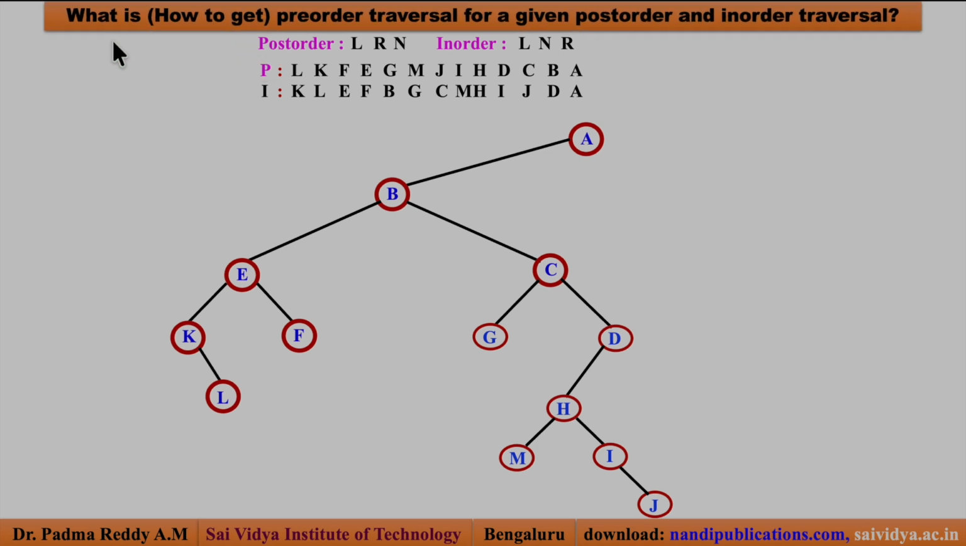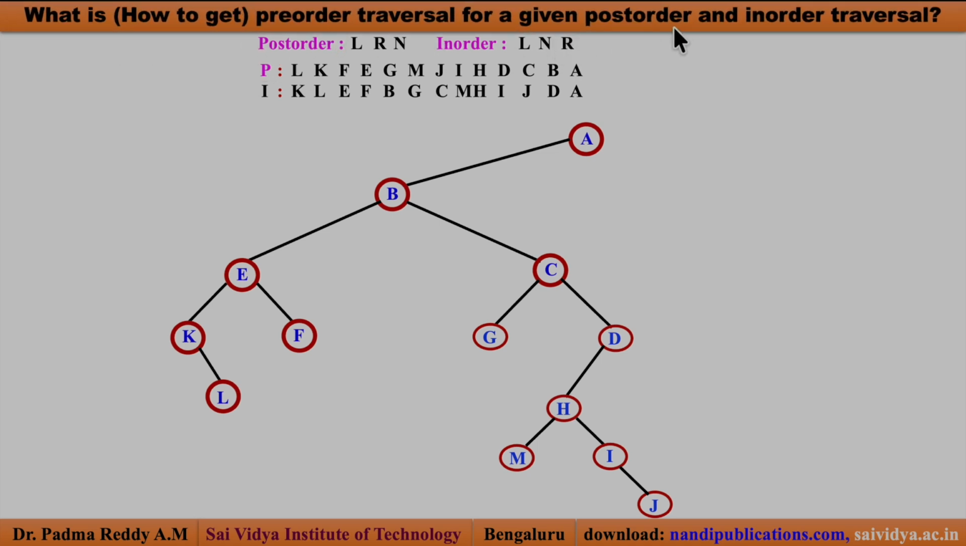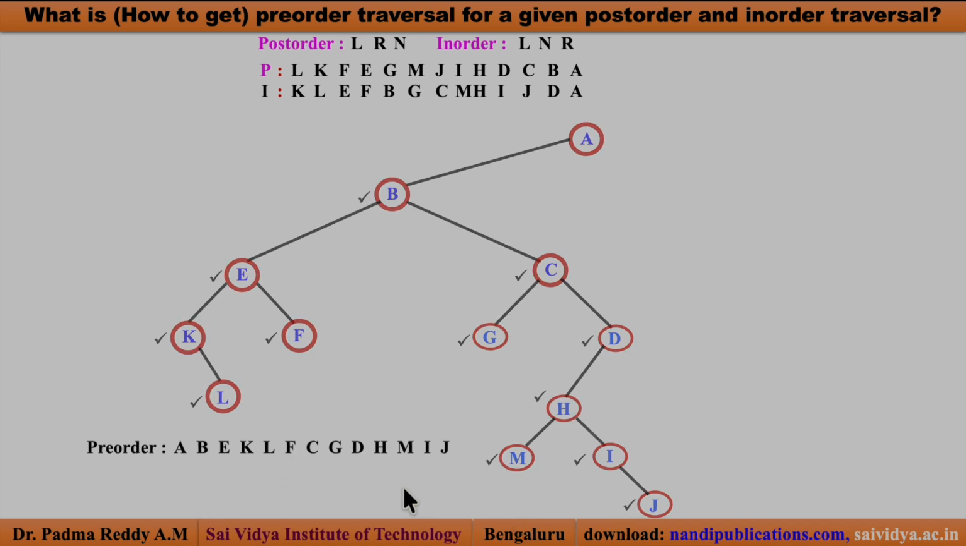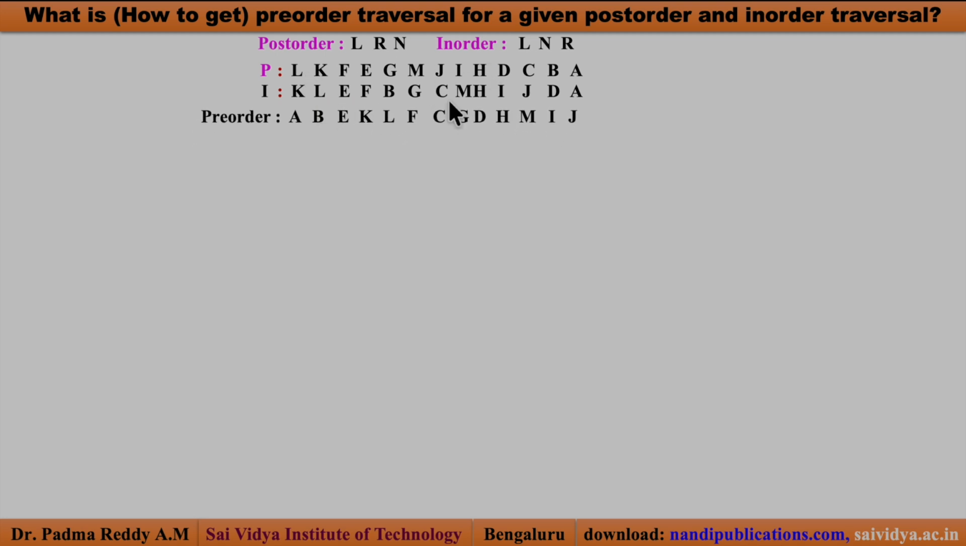Now let us see what is the pre-order traversal for a given post-order and in-order traversal. So let me start from the pre-order. Visit the node for the first time. Whenever we visit a node for the first time, write in pre-order. So A, write here. First time B, first time E, first time K, first time L. Next, first time F. Next, first time C, first time G, first time D. Next, H. Next, M. Next, I. Next, J. That's all. This is the pre-order traversal for this post-order and in-order traversal.